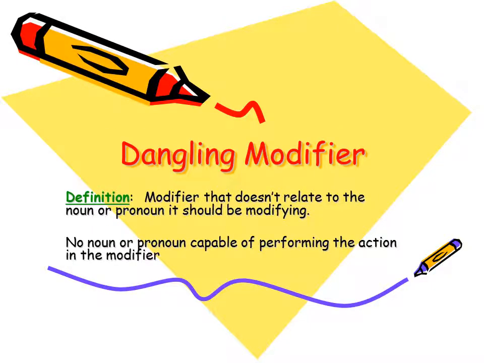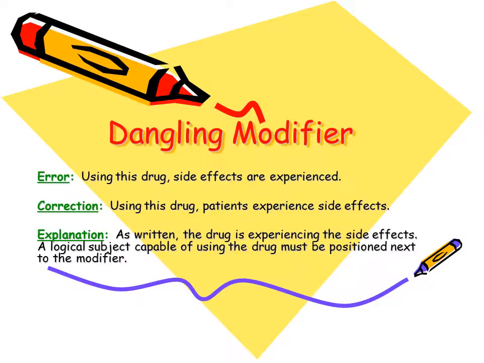The dangling modifiers are probably one of the more difficult errors to detect because it sounds so logical to the writer. You know what you're referring to, but the modifier can't perform the action in the noun. There's no noun or pronoun capable of performing the action in that modifier. So this is a little tricky. Let's take a look at this.